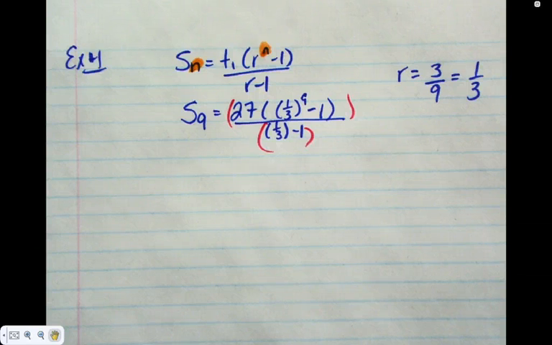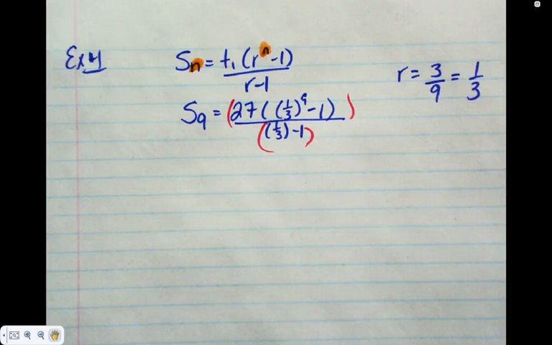So just to repeat, I always bracket the R, and I always double bracket, so bracket everything on the top, everything on the bottom. So this is what you're going to type in. You're going to open a bracket. 27. Open a bracket. Open a bracket. 1 divided by 3. Close the bracket.